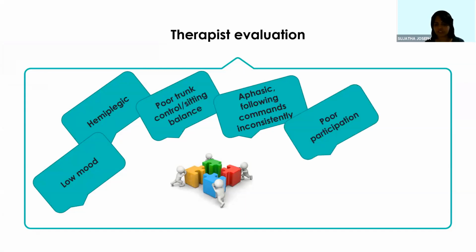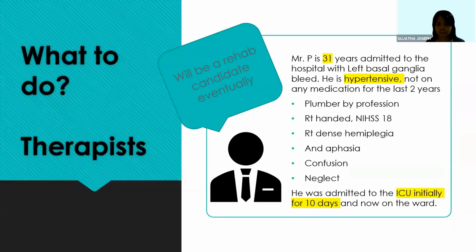Basically, the participation was considered poor. So the therapist said, patient is still a candidate, will eventually be a rehab candidate. So what are the reasons that the therapist is saying that the patient can still be a rehab candidate? Because he's only 31 years, he's young.